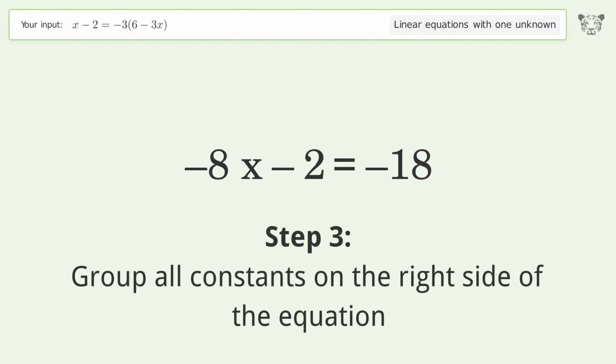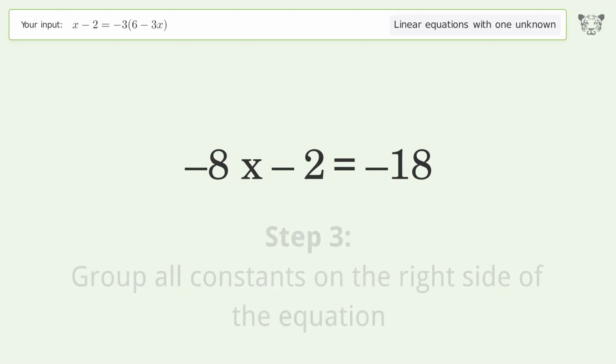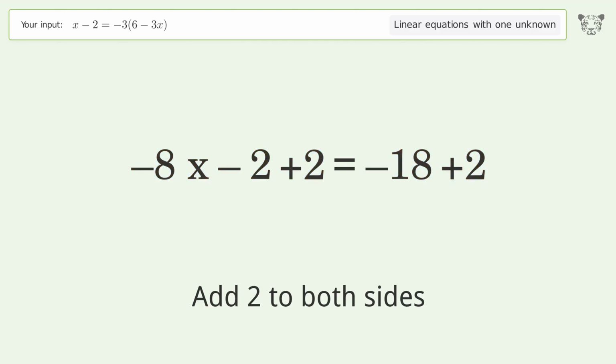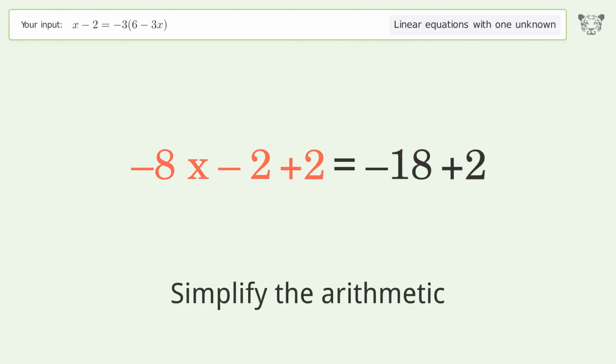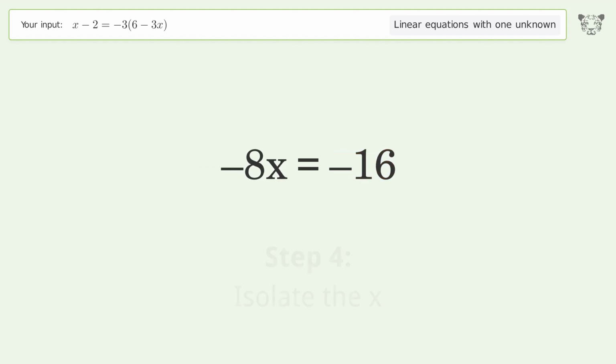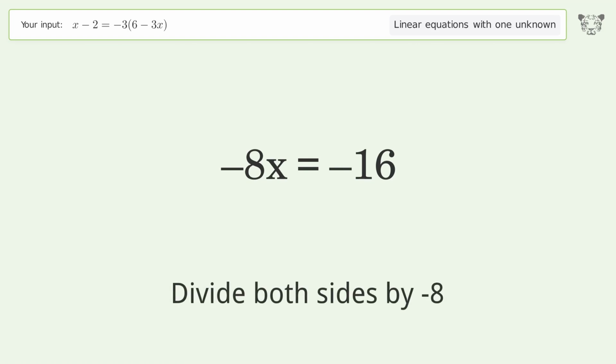Group all constants on the right side of the equation. Add 2 to both sides. Simplify the arithmetic. Isolate the x. Divide both sides by -8.